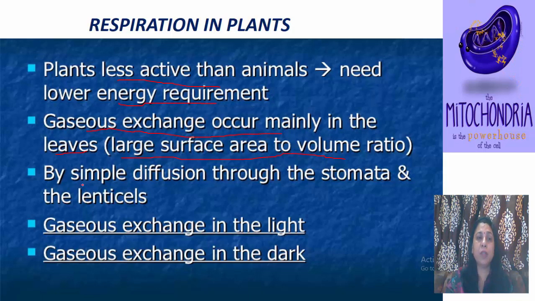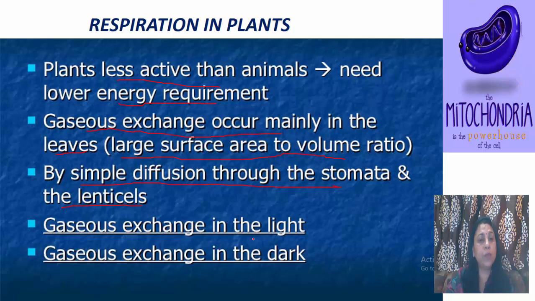And the process by which the gaseous exchange takes place in plants through stomata and lenticels is known as simple diffusion. You know what is diffusion? Diffusion is the movement of substances from a region of higher concentration to lower concentration. So by simple diffusion, this gaseous exchange takes place in plants.